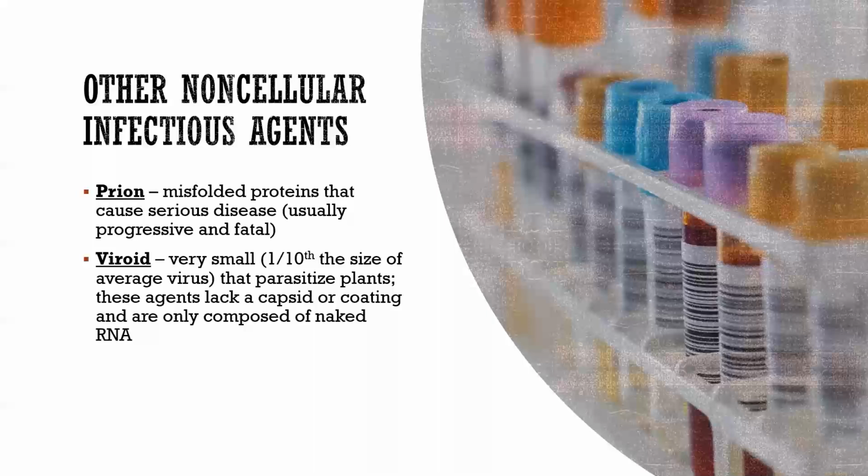Another non-cellular infectious agent is a viroid. These are much smaller than viruses, about 1/10 the size, and they're basically plant viruses, okay? So these act as parasites on plants. They do look a little bit different than what we traditionally think of as a virus. They don't have a capsid or a special coating. Basically, they're just naked RNA that can go and negatively impact the plant.